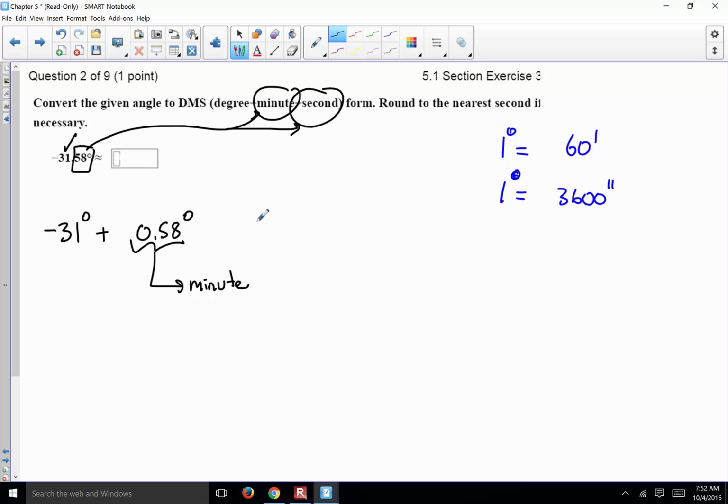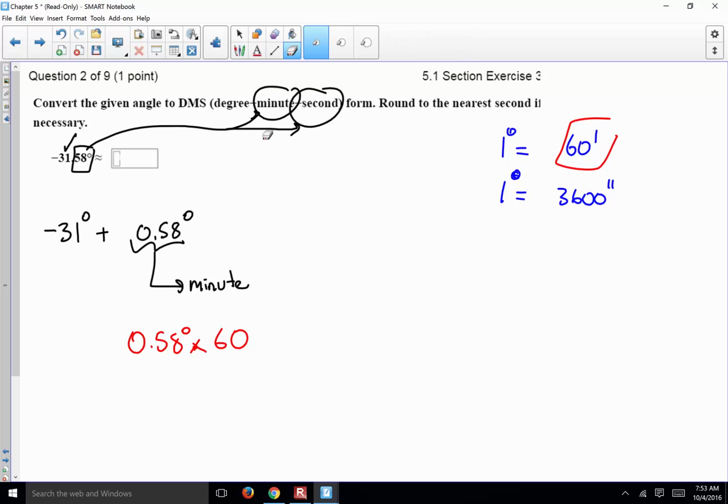Okay? So I take 0.58 degrees and multiply by what? 60. We need to clean this now. It's no longer degrees when you multiply by 60. And we get, what was this? 34. We get 34, no.